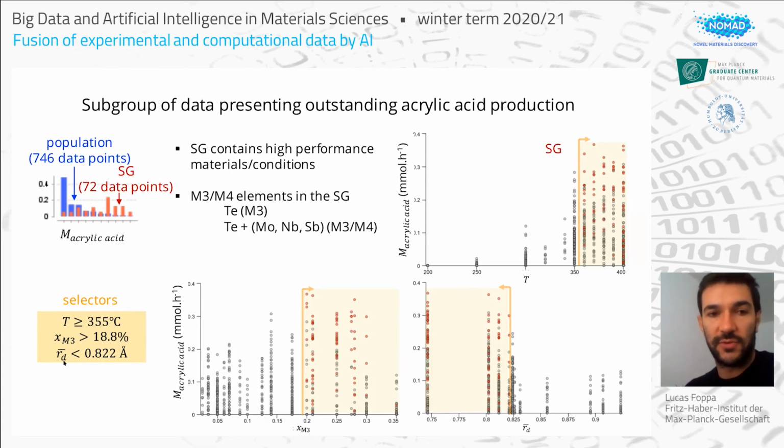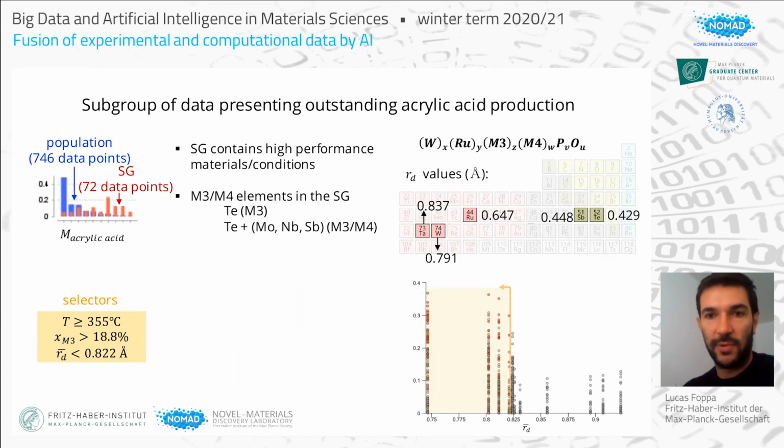And the average of this radius is lower than this threshold. So the material has to be composed of elements that will make this average lower than a certain threshold. And how can we understand what is going on here, or what is behind these patterns that we find? We can look at, for instance, the RD values of these different elements. Here we can see that these elements have much lower values for RD. So that's why we need one of them in the formulation.